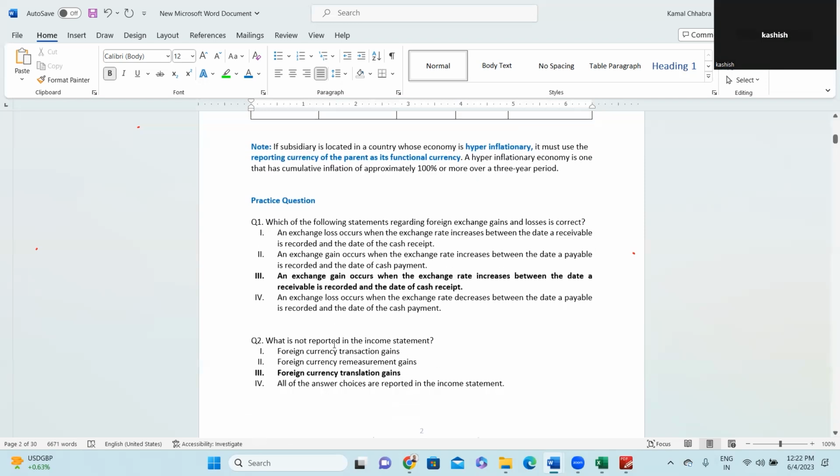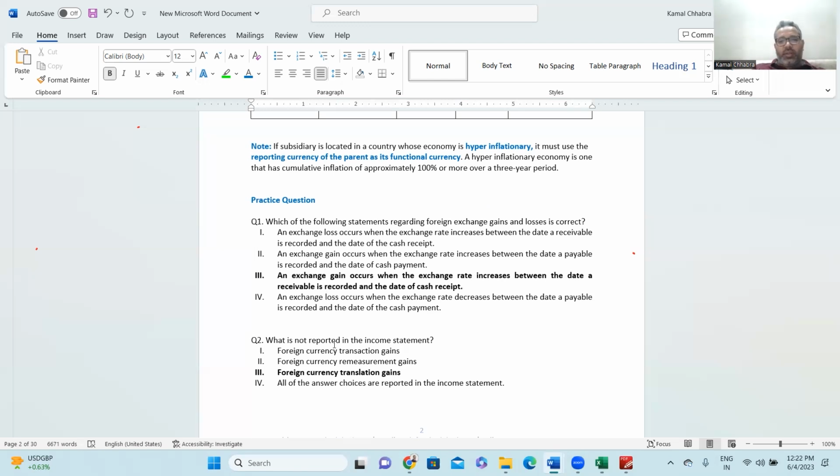Yes. So let's do 2 quick questions and then we can take a break. Which of the following statements regarding foreign exchange gains and losses is correct? First one is an exchange loss occurs when the exchange rate increases between the date a receivable is recorded and the date cash is received. Is it right? No, sir. There is no point about cash in this. No. Look at the point again.